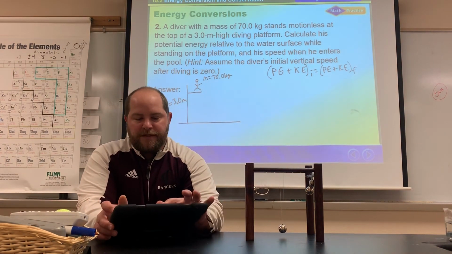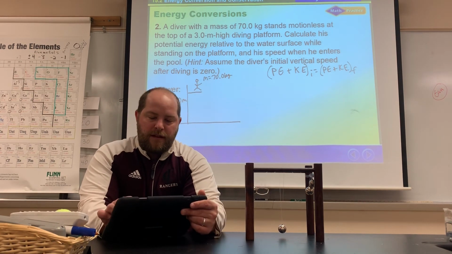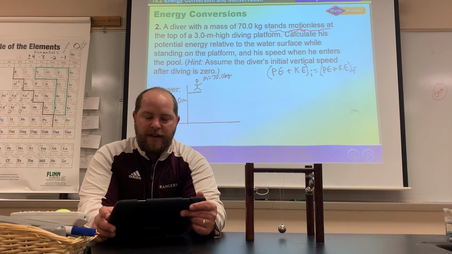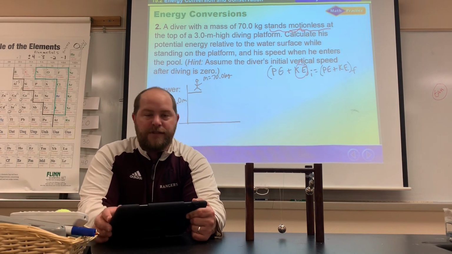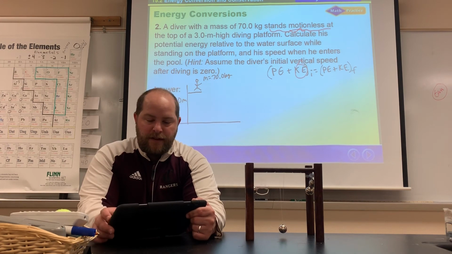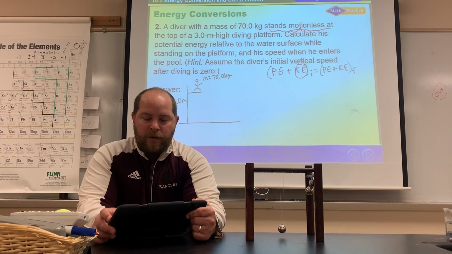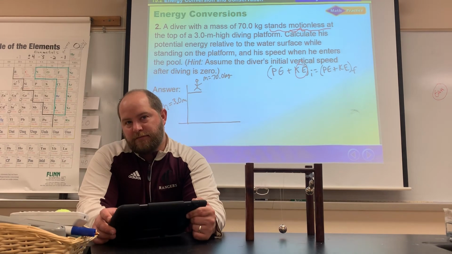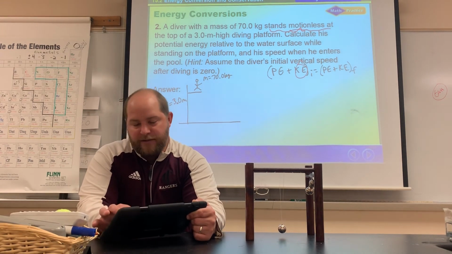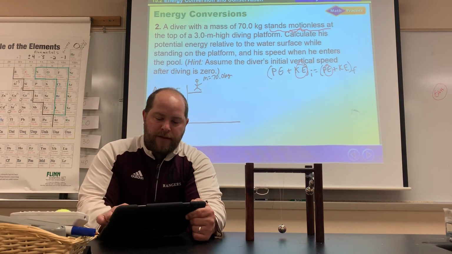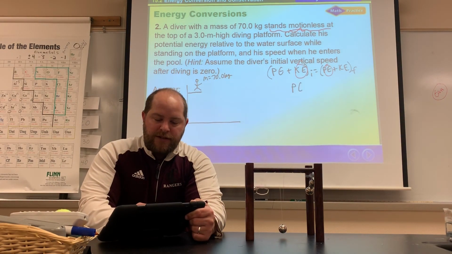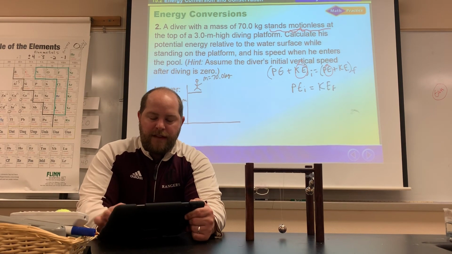So let's think about the zeros. It says motionless, stands motionless at the top. Well, that's a clue. That means that initially we have 0 kinetic energy. Now, when he hits the water, he's not going to have any more potential energy. So that's also 0. So we have a new formula that we're going to work with. We have potential energy in the beginning equals the kinetic energy in the end there.